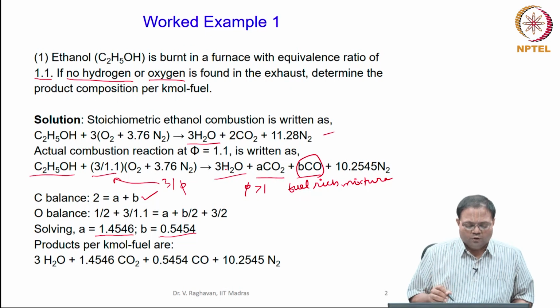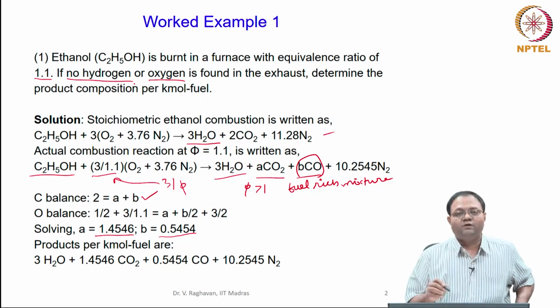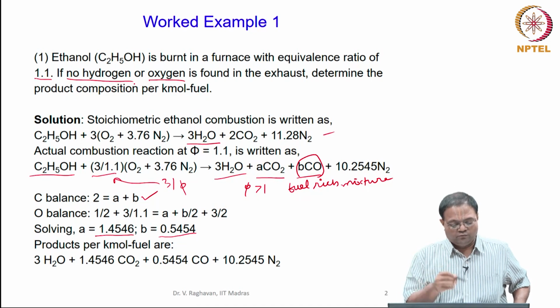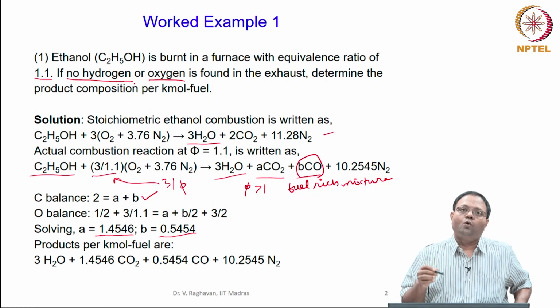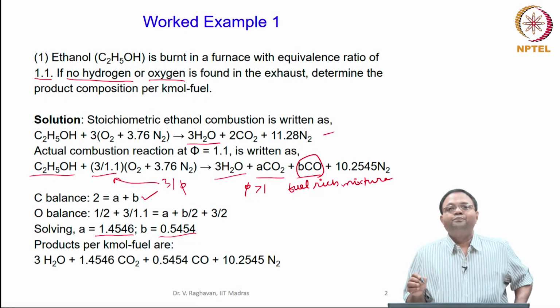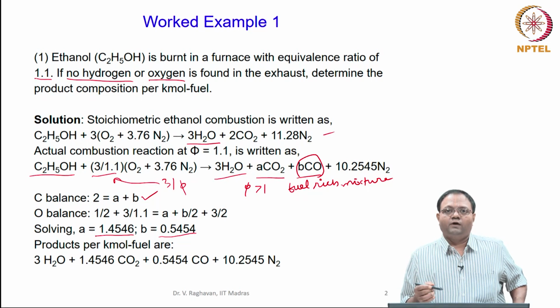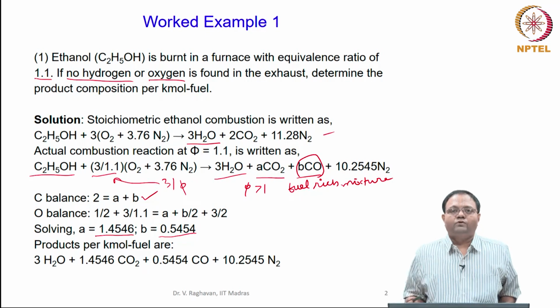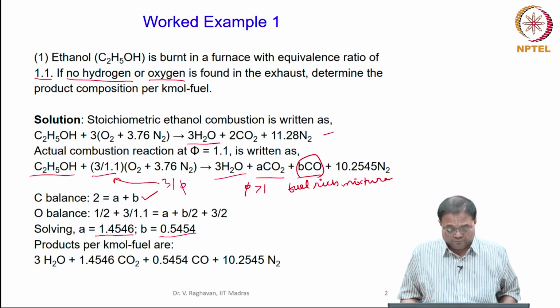Now, when I say no hydrogen is given, I understand that all the hydrogen is consumed. It is transformed to water vapor. But what is the point in writing no oxygen? Because it is already oxygen starved, correct? So you do not have enough oxygen here, so obviously there should be no oxygen coming out of the exhaust.